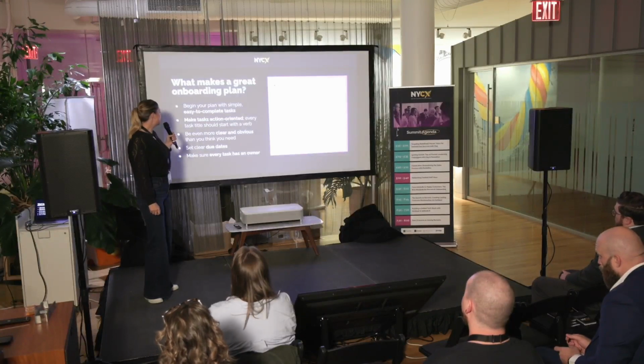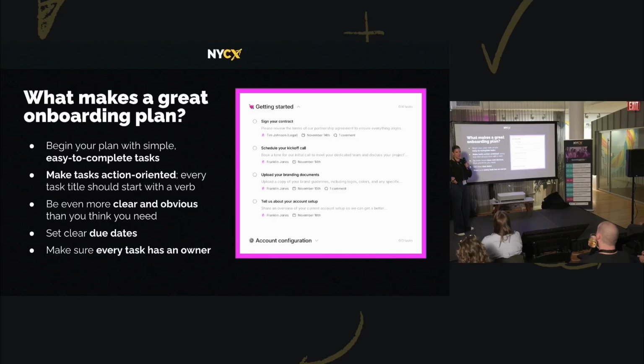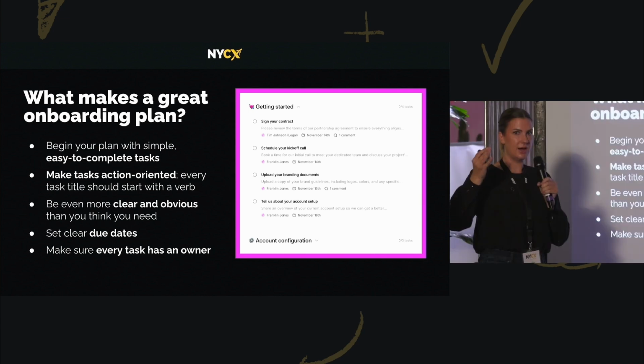And then the last two things are to set clear due dates and make sure every task has an owner. That's a part of Arrows. You can always set due dates and set owners. You can do that dynamically from HubSpot dates and from HubSpot contact records. But make sure they're clear on what needs to be done by when and by who.